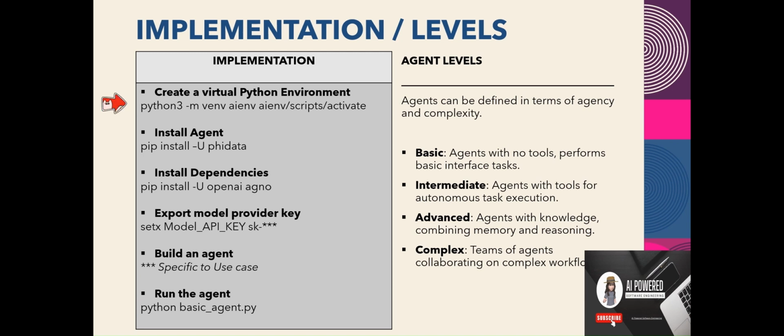First, you'll need to install Python and create a virtual environment. Next, you'll need to install Agno using pip. Then, you'll need dependencies for your specific use case. Based on which model you choose, you'll need to export model provider key. Then, you work on building an agent based on your specific scenario or use cases. Last step is to run the agent.